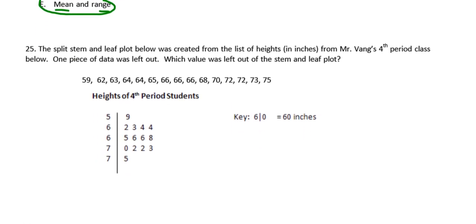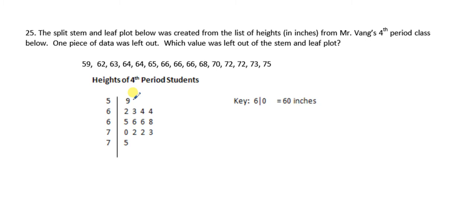All right, so stem and leaf plot. Back to chapter 5 again. So this stands for 60 inches. So this is 59 inches, 62 inches, 63 inches, 64 inches. That's how you read a stem and leaf plot. Here's all our list of numbers. So we have them here. They're listed here.